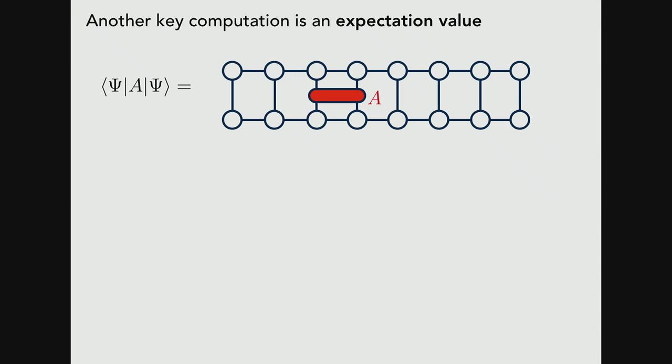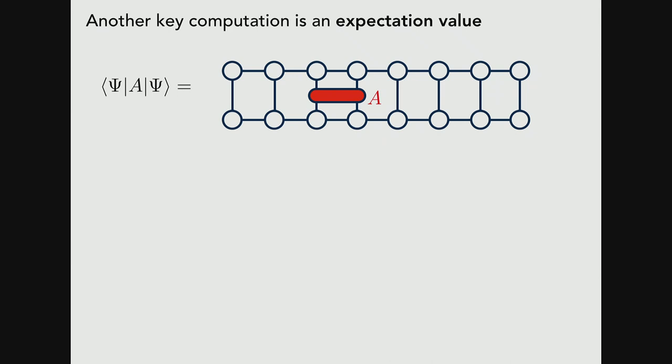And then you can do similar things to get other kinds of calculations. So that was the norm. Okay, we'll get into the scaling in a second. Another thing that you could do similarly would be an expectation value. So hopefully you see why this is an expectation value. Here, I'm taking two copies of the wave function, one on the top, one on the bottom, written in this matrix product state form.